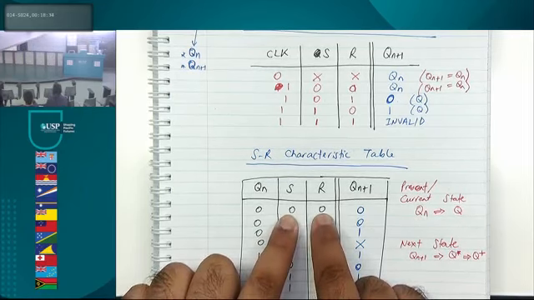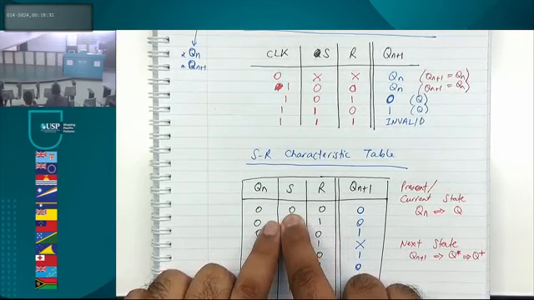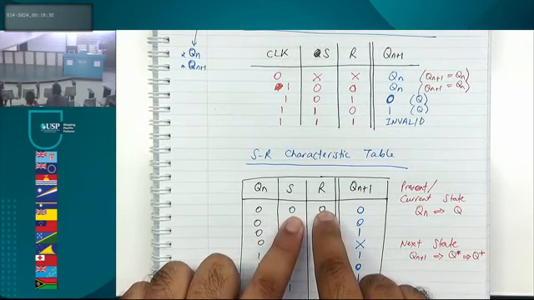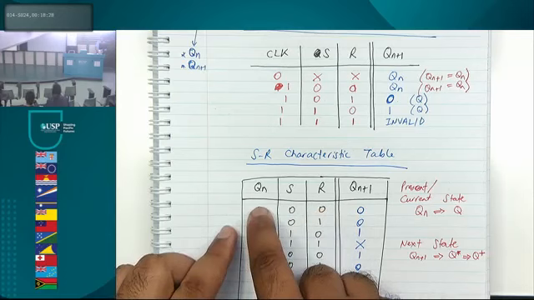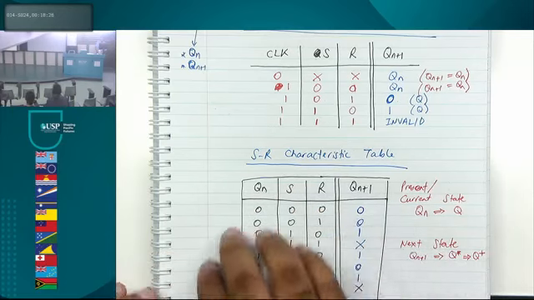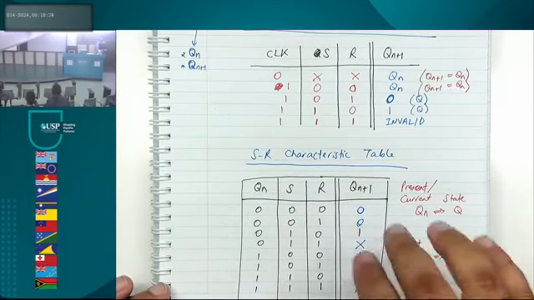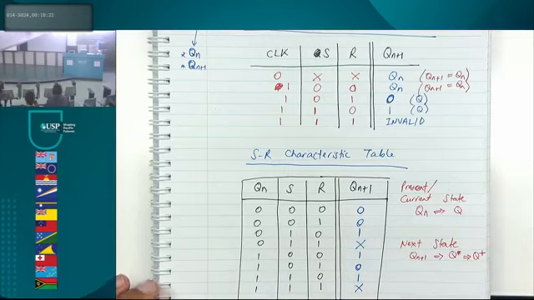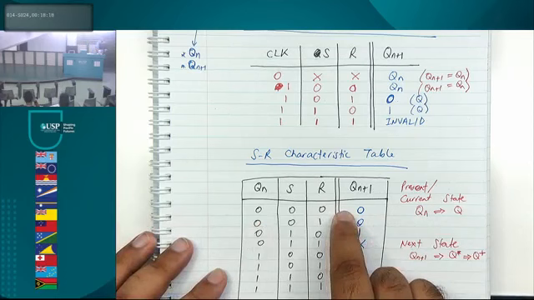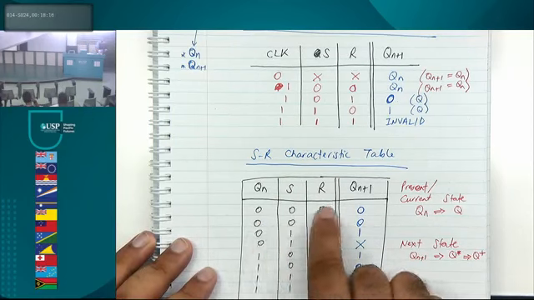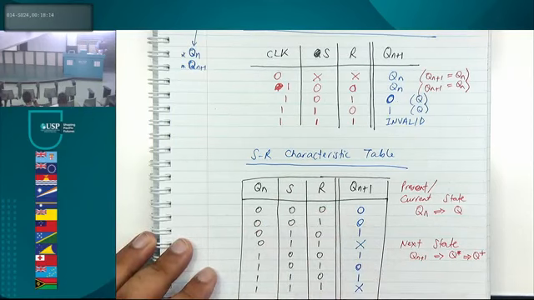If S is 0, and R is 0, let's populate this table in the normal fashion. If you have 3 inputs, there will be 8 possible combinations: 0, 0, 0, 0, 0, 1, 0, 1, 0, all the way to 1, 1, 1. Anyone know how we got this part in black?